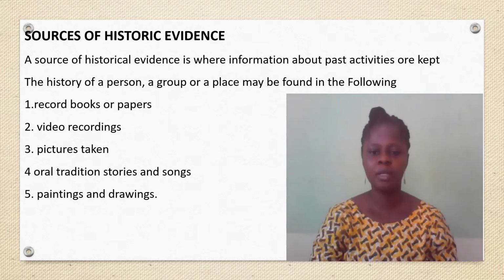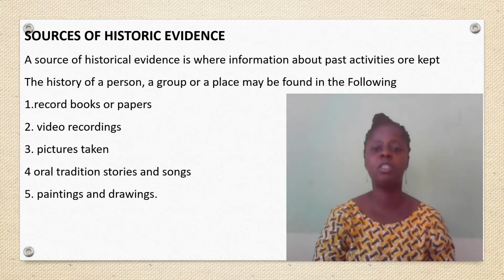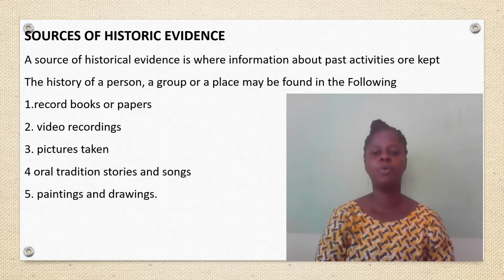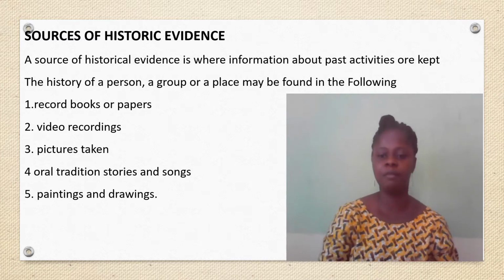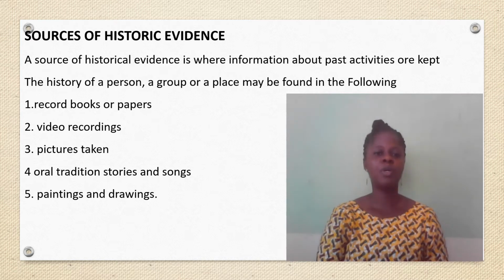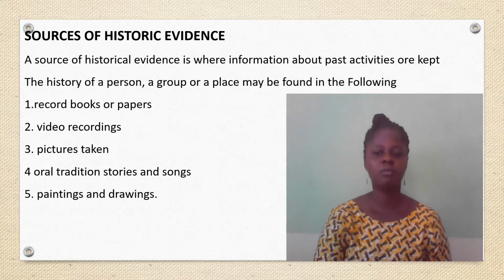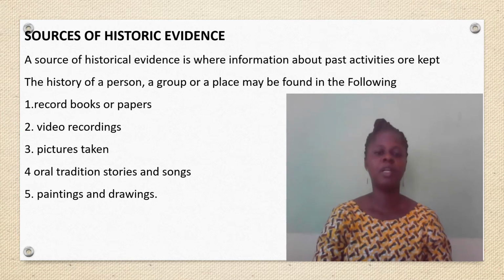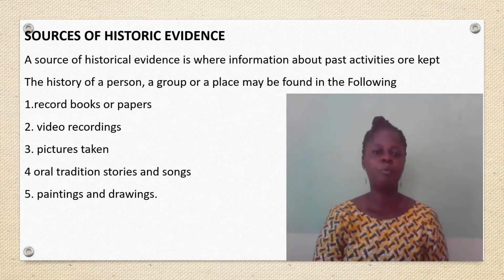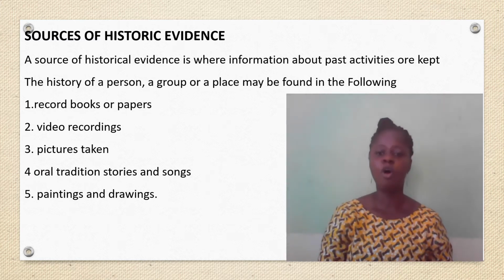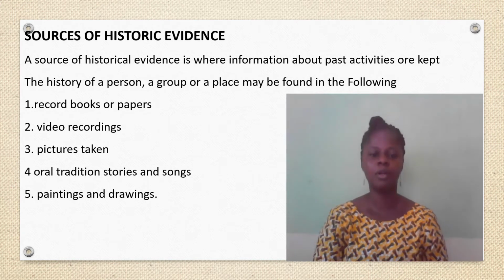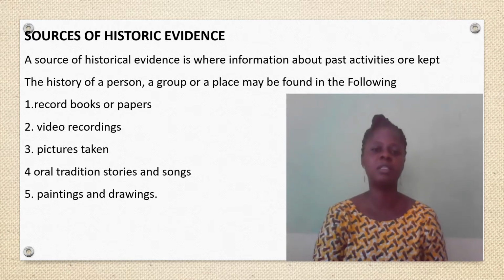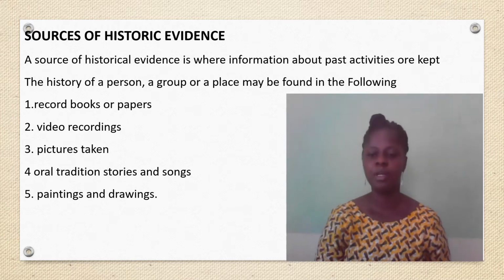The history of a person, a group, or a place can be found in different places. So here are a few places where we can find historic evidence. We can find it in record books or papers. We can also find it in video recordings, pictures that have been taken, oral tradition, stories and songs, as well as paintings and drawings.